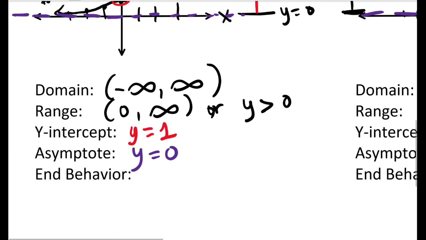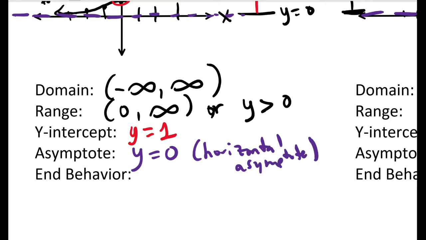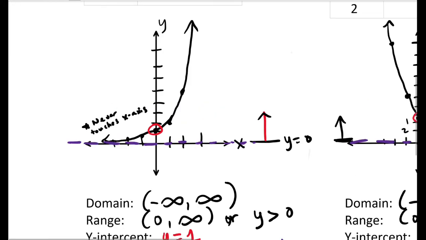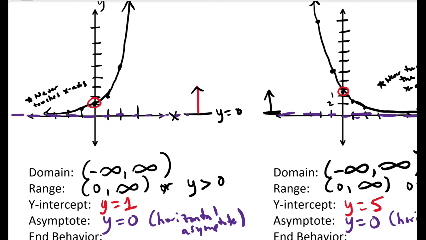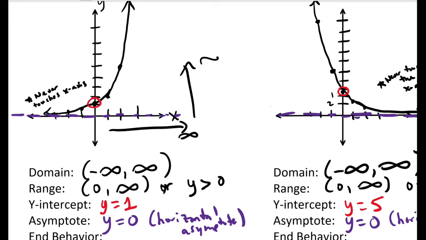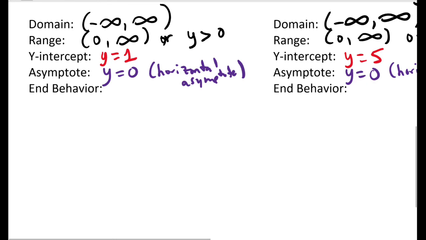There are no vertical asymptotes for exponential functions, just horizontal asymptotes. All right, now let's talk end behavior. For end behavior, remember that the way to do it is the infinity notation. As x approaches positive infinity, the graph is going up. So as x goes to positive infinity, y goes to positive infinity. So that's our first part. As x approaches positive infinity, y gets bigger and bigger.